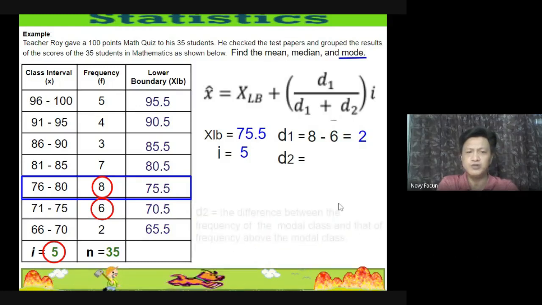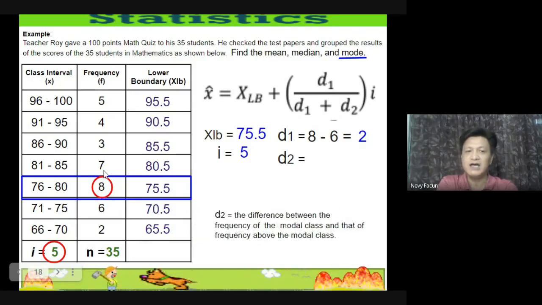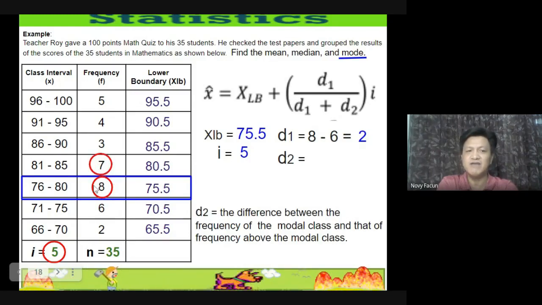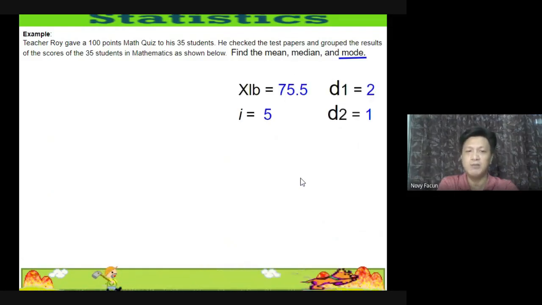And for d sub 2 naman, the difference between the frequency of the modal class, ito pa rin, 8, and that of the frequency above. Ano ba yung nasa taas na frequency ni 8? Yun yung 7. Kaya ibig sabihin yan, isosubtract natin yung 7 doon sa 8. Kaya that is 8 minus 7 is equal to 1. Therefore, kapag nakompleto na natin yung ating values sa parts ng ating formula, pwede na natin i-substitute para malaman natin yung value ng mode natin.